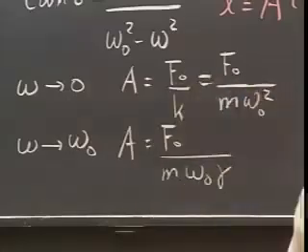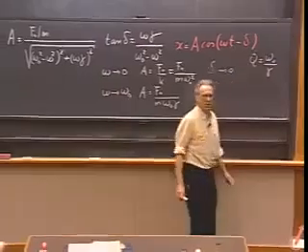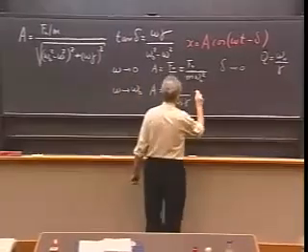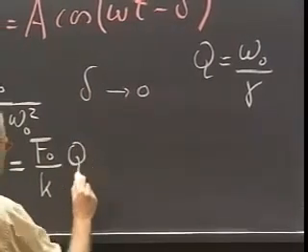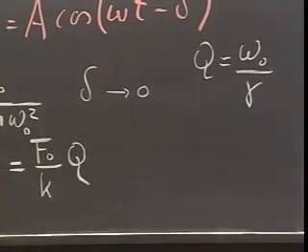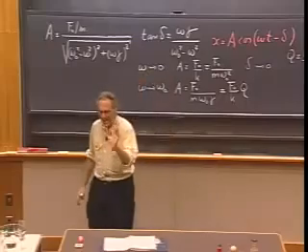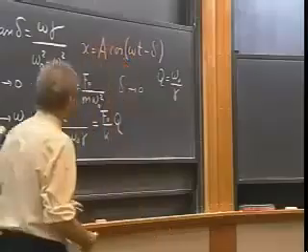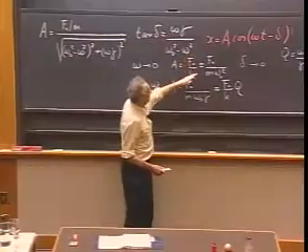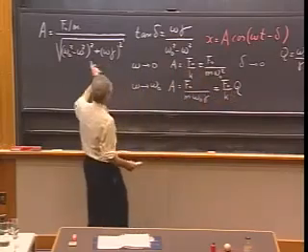Well, if you remember that we introduced a quality factor, omega 0 divided by gamma, which is a dimensionless number, then you can also write this as F0 divided by k times Q. So that's nice to remember, that at resonance, if you define this as resonance, the amplitude of the object is Q times higher than what it would be at extremely low frequency. This is interesting to remember. So this is the amplitude at very low frequency, and when you drive it at resonance, it is Q times higher.